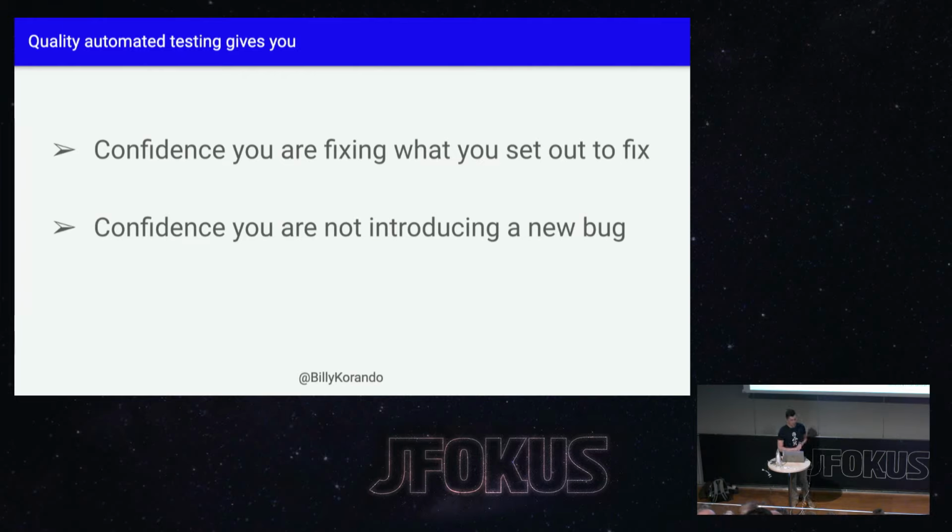But with quality automated testing, you get 2 big benefits. You get confidence that you're fixing what you set out to fix. So TDD, or at least writing some tests before you commit that test what you have changed, you're pretty confident that what you actually set out to fix or change or add is working. And as you build up your automated test suite, you get confidence that you're not going to be introducing a new bug.